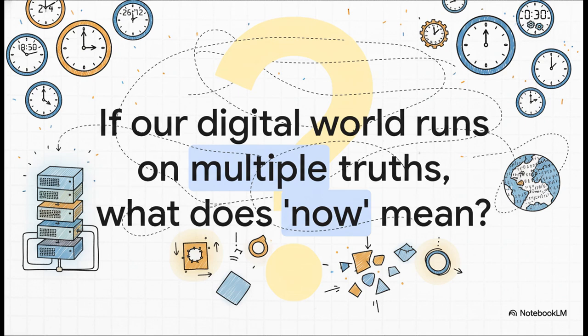So I'll leave you with this thought. Our entire digital life is built not on one single universal now, but on this incredible network of countless different, slightly wrong clocks, all held together by these ingenious algorithms that just negotiate a shared understanding of order. So, if our modern world is running on all these different versions of the truth, what does now even really mean anymore?